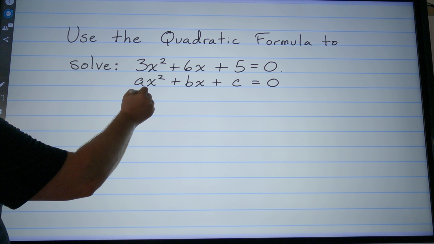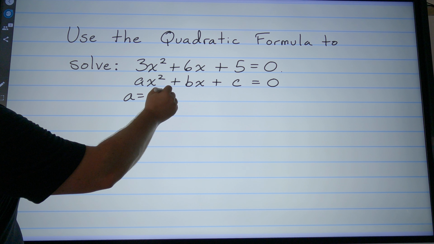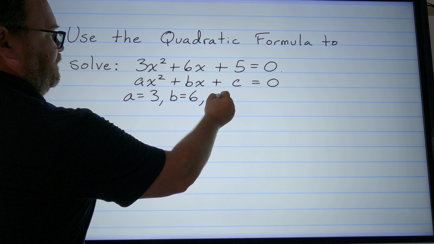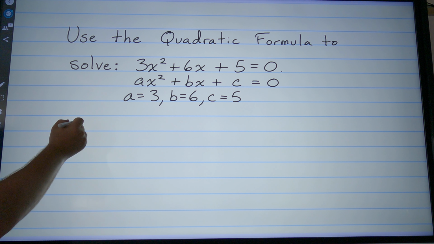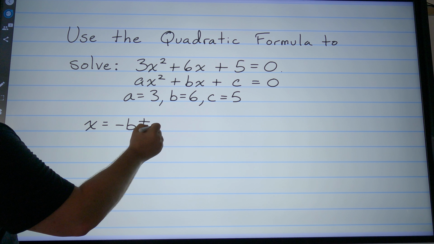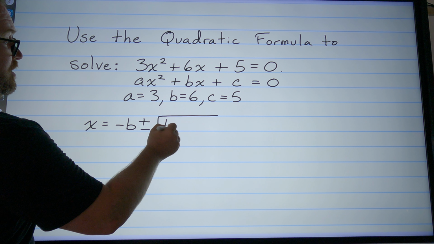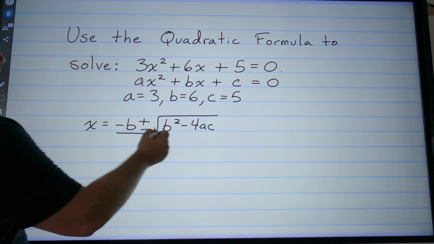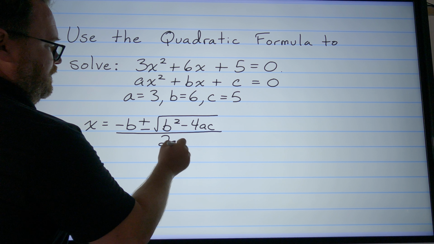So a is the number in front of x squared, that's 3. b is the number in front of x, that's 6. And c is the number by itself, that's 5. And our quadratic formula is x equals negative b plus or minus the square root of the discriminant b squared minus 4ac all over 2 times a.